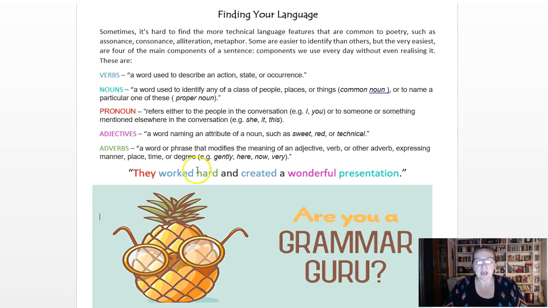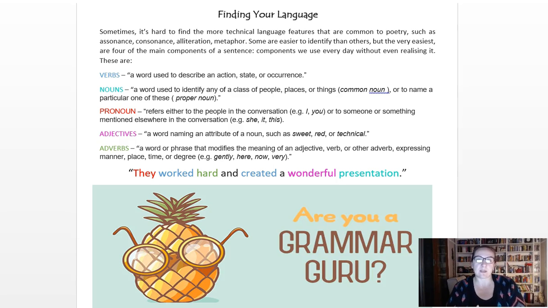So they worked hard. I know probably that they're hard workers, so they've got a strong work ethic. They made a wonderful presentation, so they're putting a lot of effort into what they're making. So from that, I can infer that these people are really hardworking and that they're wanting to make a good presentation. So it's these kinds of things that allow us to understand a little bit more about poems as well and about stories.